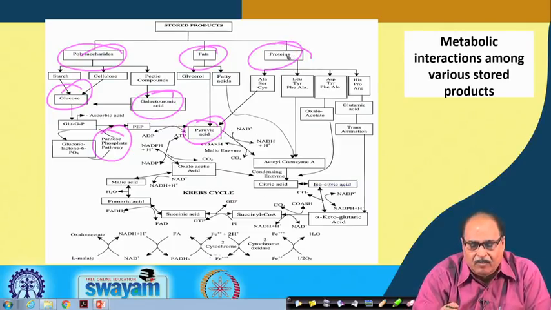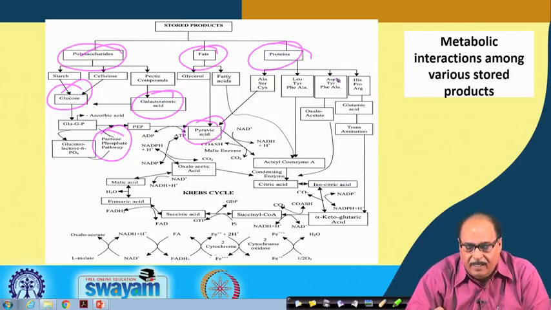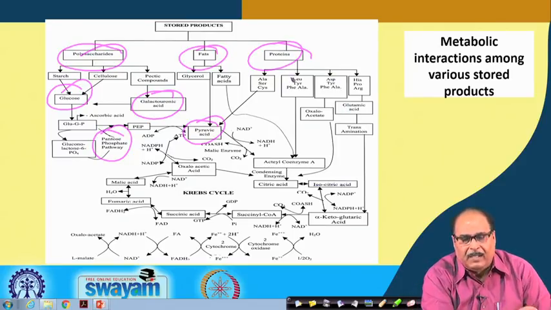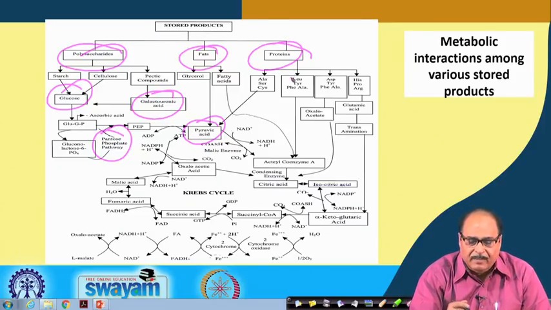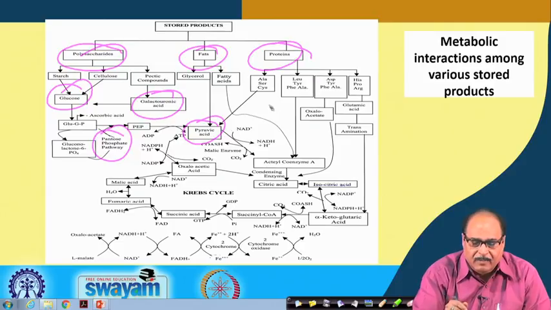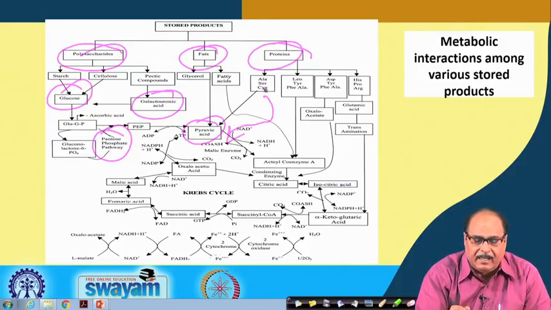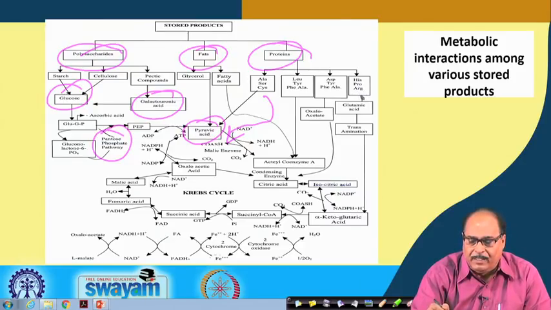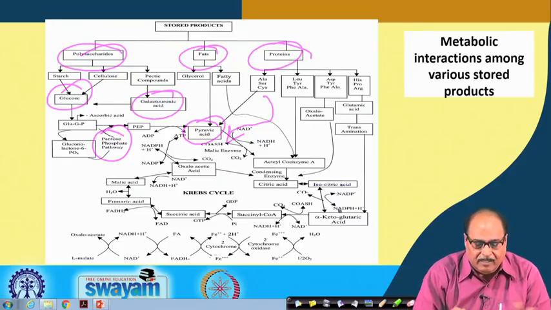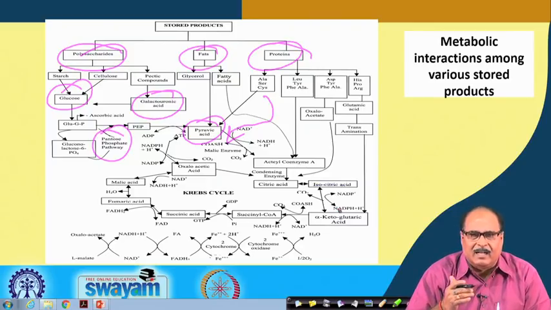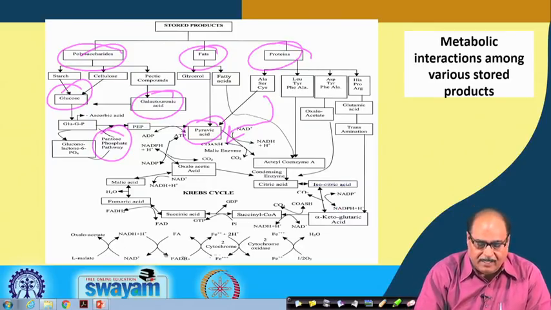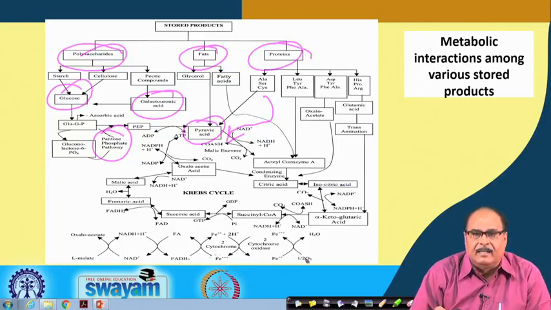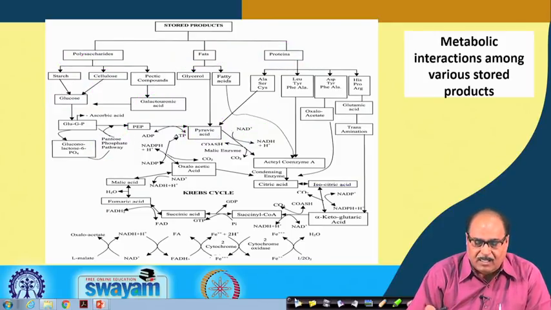tricarboxylic acid cycle. Similarly, proteins are composed of different amino acids, and depending upon the different conditions prevailing, they can be broken down, and different amino acids enter at different stages: alanine, cysteine and serine enter at pyruvic acid, whereas histidine, proline and arginine enter at a later stage in the TCA cycle. Ultimately, a series of complex reactions occurs, and then these get oxidized, energy is released from the system, and other components are formed.